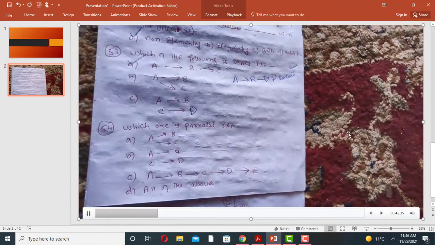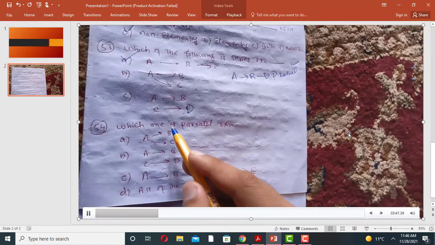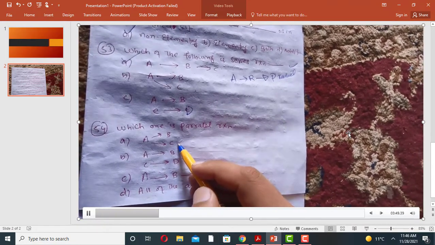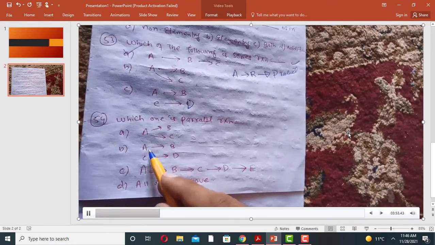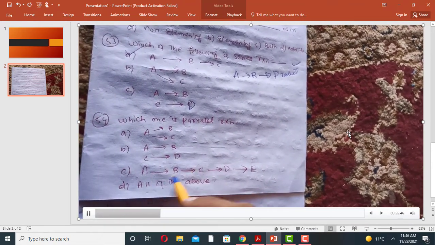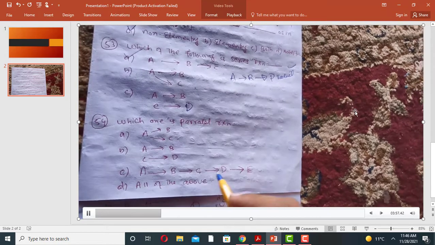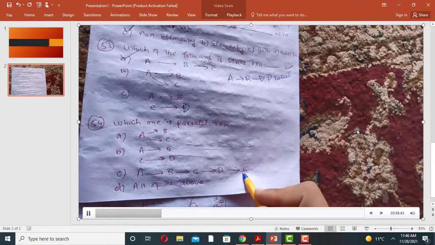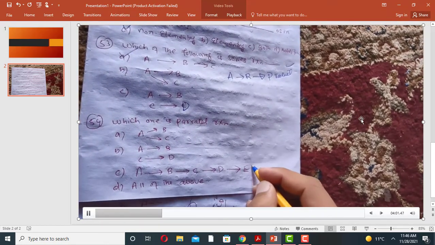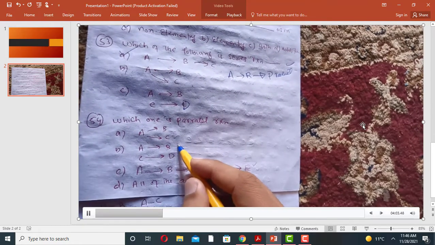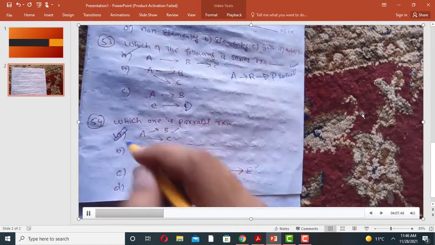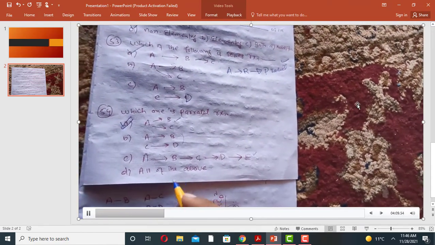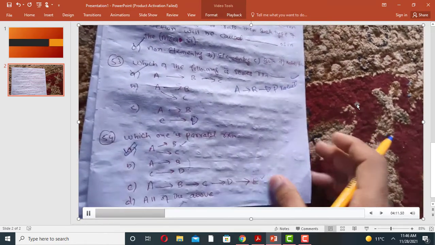Which is the parallel reaction? A is converted into B and A is converted into C at the same time. This is a competitive reaction. Then there is A converted to B, B converted into C, C converting into B, D, and so on. This is the series reaction, this is the complex reaction, and this one is the parallel reaction. All of the above is wrong. So A is the correct option.